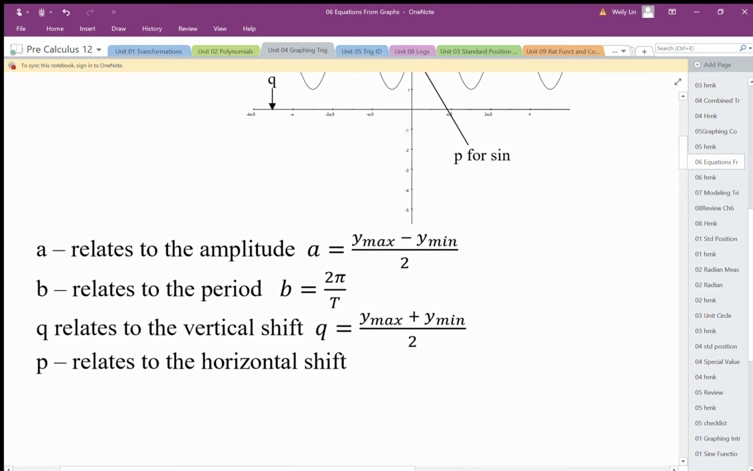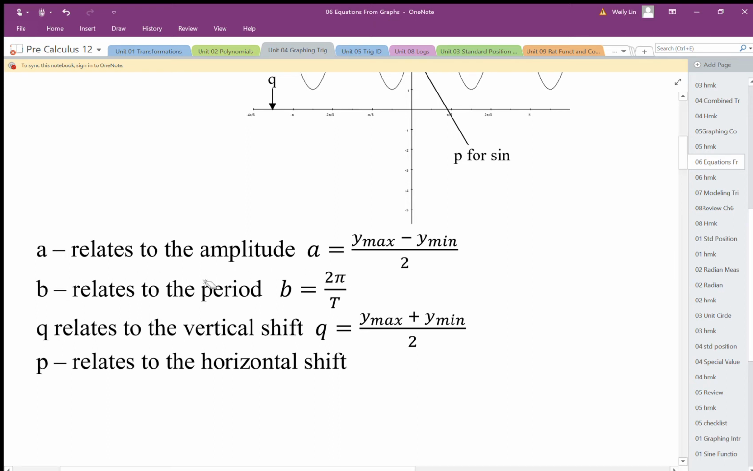The A value can be found as a distance or length by subtraction. When we subtract, we get length between y positions. A is y max minus y min divided by 2, which gives us the distance between y min and y max, and we want half that distance.